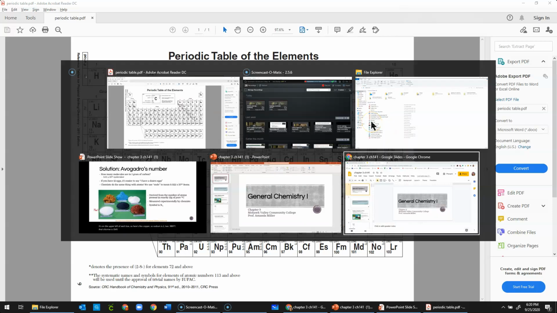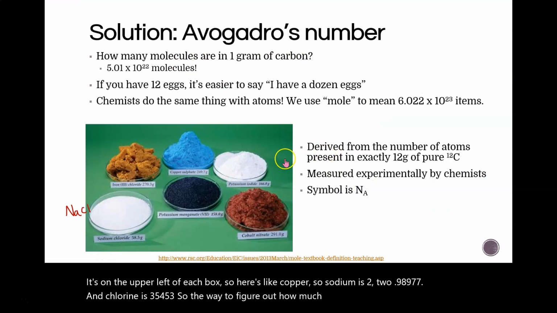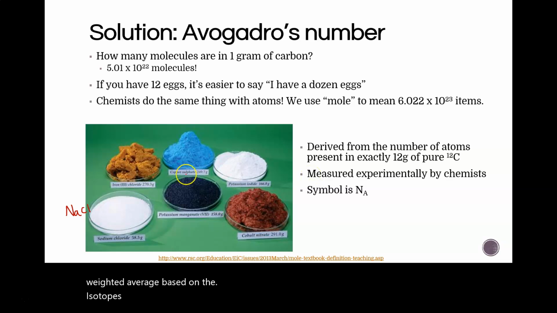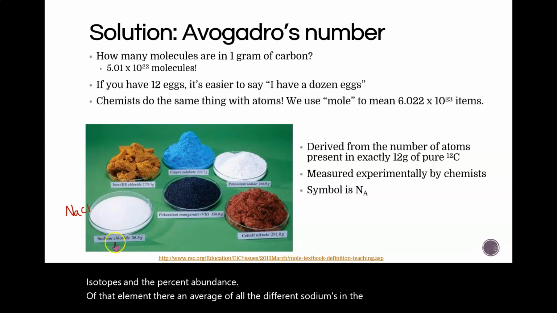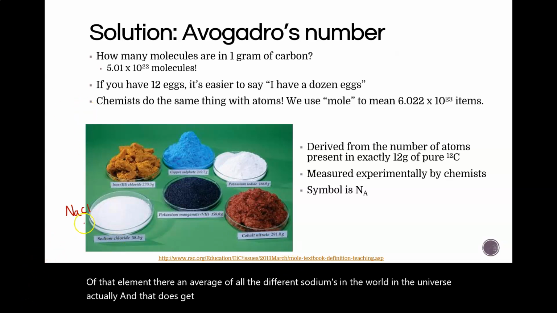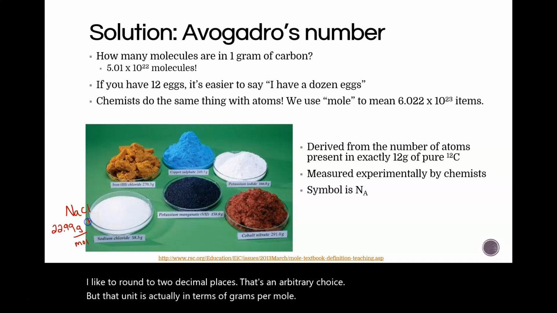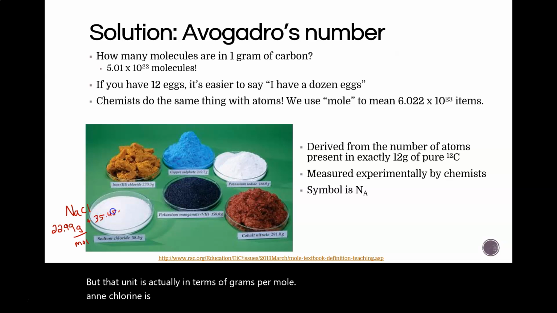So the way to figure out how much the entire, and again, those are weighted averages based on the isotopes and the percent abundance of that element. They're an average of all the different sodiums in the world, in the universe actually. And that does get updated occasionally, not frequently for very well-known elements, but anyway, I like to round to 2 decimal places. That's an arbitrary choice. But that unit is actually in terms of grams per mole. And chlorine is 35.45 grams per mole.